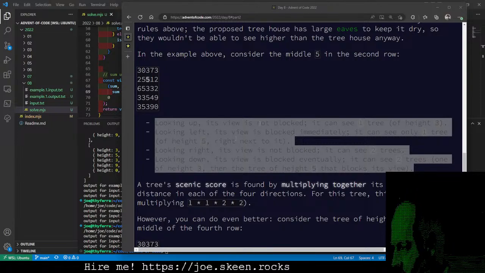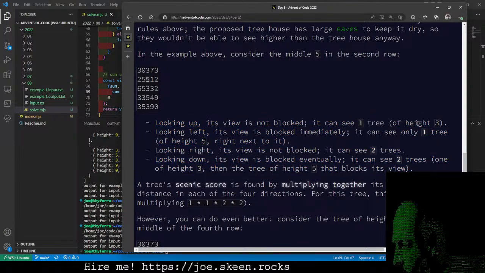Looking up, its view is not blocked. It can see one tree of height 3. Looking left, its view is blocked immediately. It can see only one tree of height 5 right next to it. Looking right, its view is not blocked. It can see 2 trees.